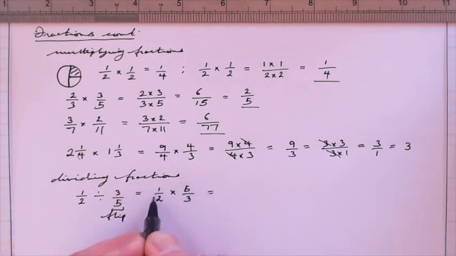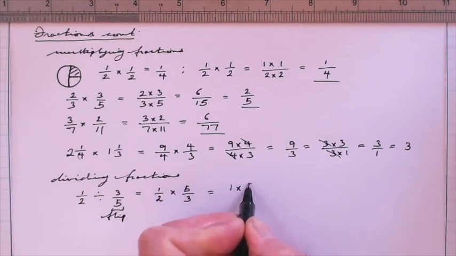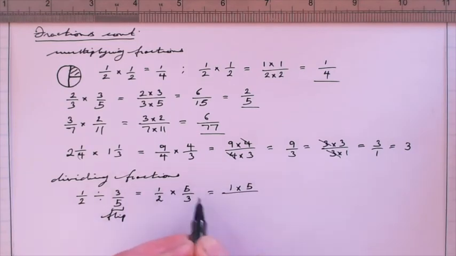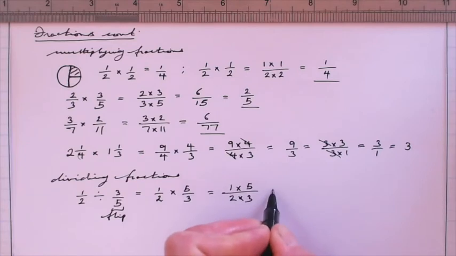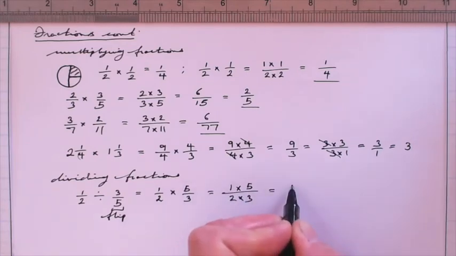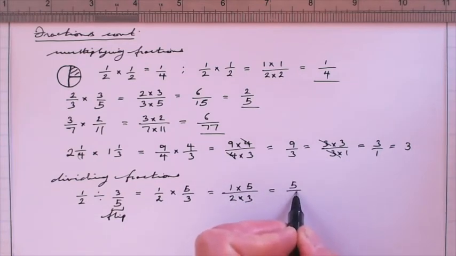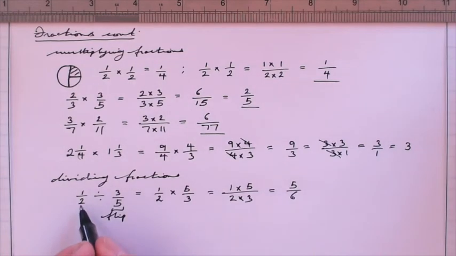We now proceed with fraction multiplication. 1 times 5 over 2 times 3. Do these little sums, so that's going to be 5 divided by 6, and that's the answer. 1/2 divided by 3/5 is 5/6. Let's just do another example where we maybe start with improper fractions. So let's say we have 1 1/5 divided by 2 1/4, for example.